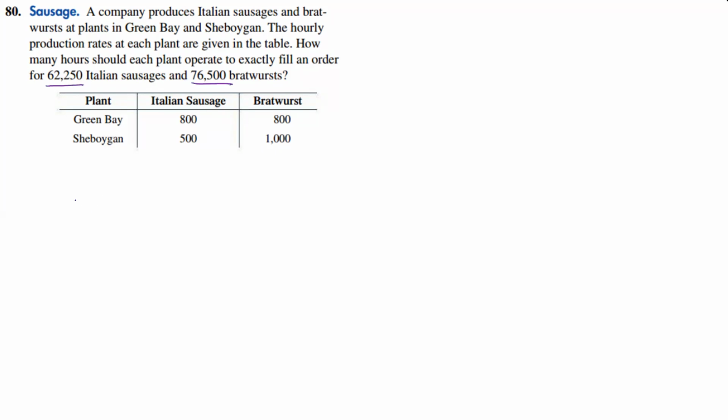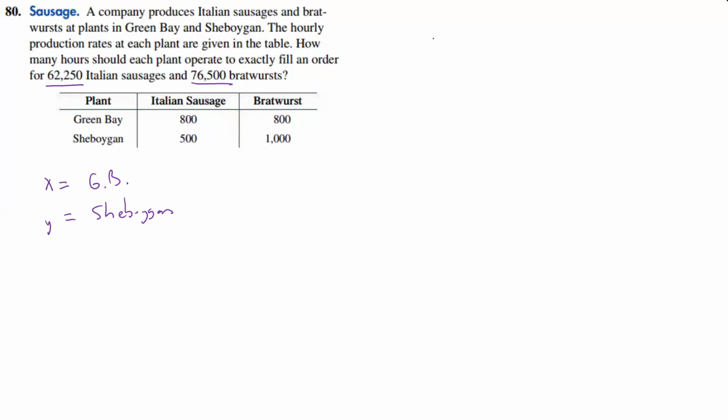So what we're going to do is kind of do like we did last time. In this case, let X equal Green Bay, and let Y equal Sheboygan. Okay. So what we need to do is think about how we're doing this. We're going to have Italian sausage in one equation, so we'll have this and this and this, and then we'll have bratwurst and this and this and this.